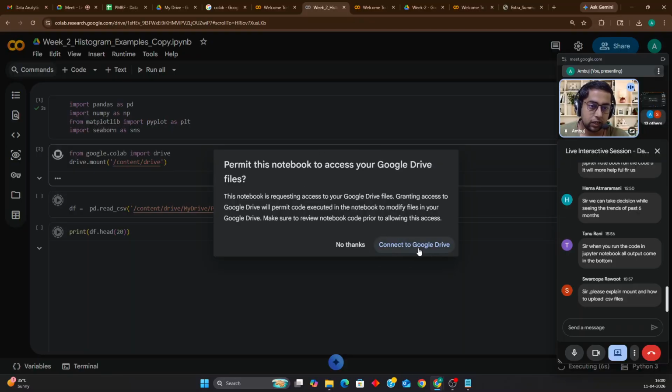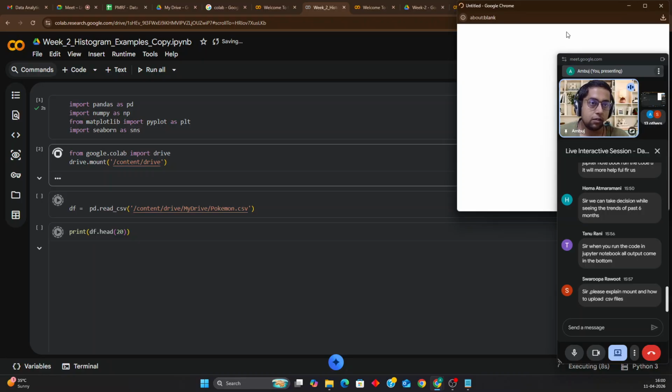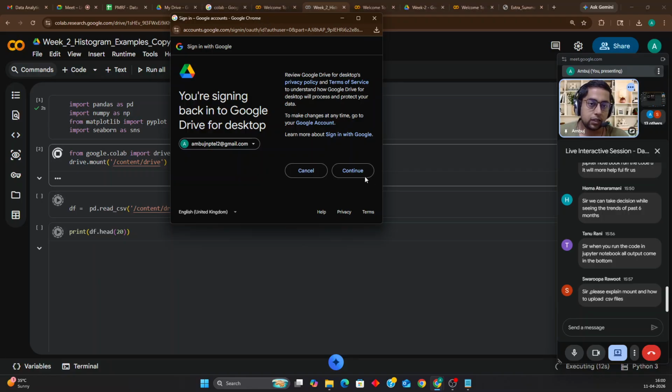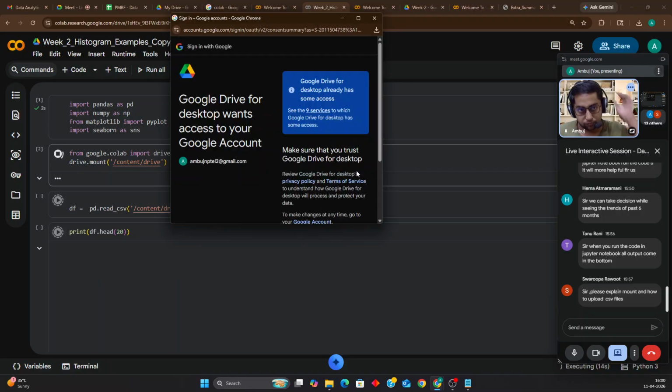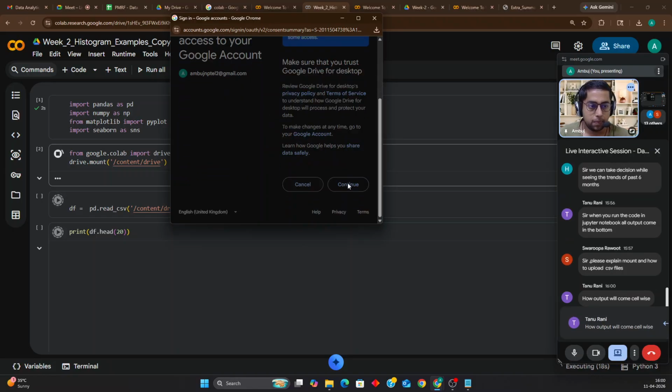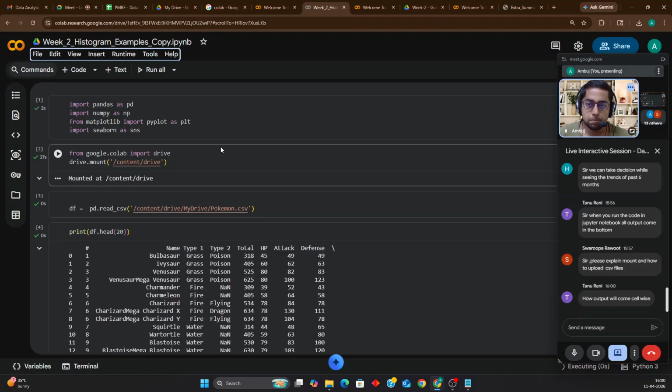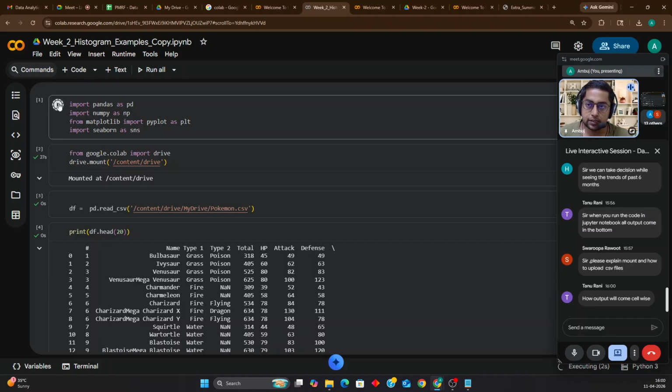Now it is asking me to connect to Google Drive. First of all, I'll provide it access. Sign in, then continue. Now the content is mounted. This cell has run, this cell has run.